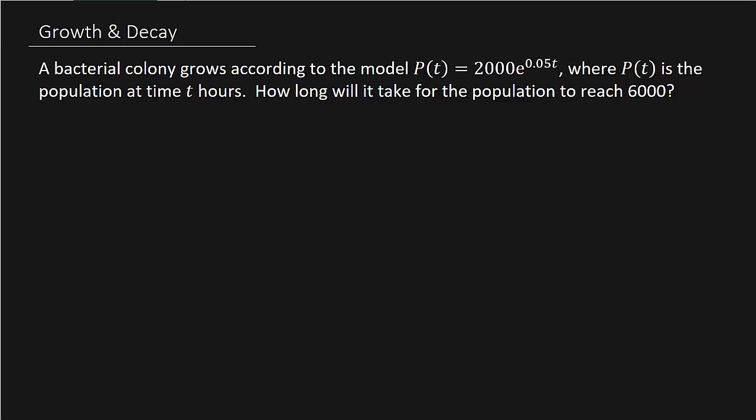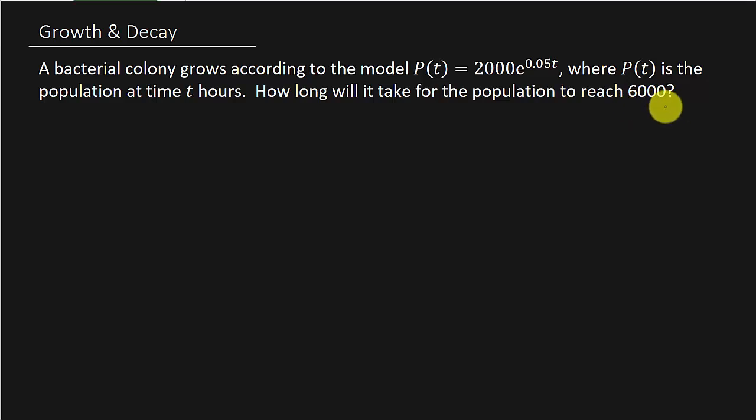All right, so basically we want to know how many hours. So t is in hours. So you've got to find out what number you have to plug in for t so that the population is 6,000.